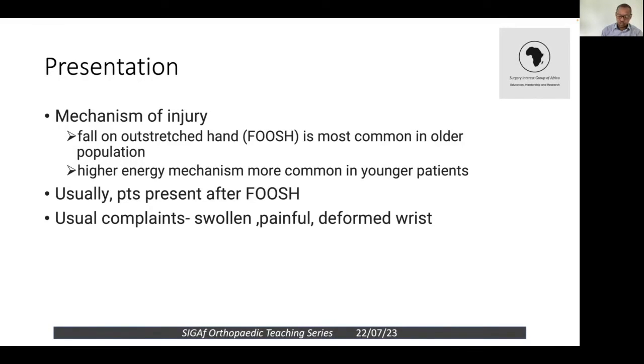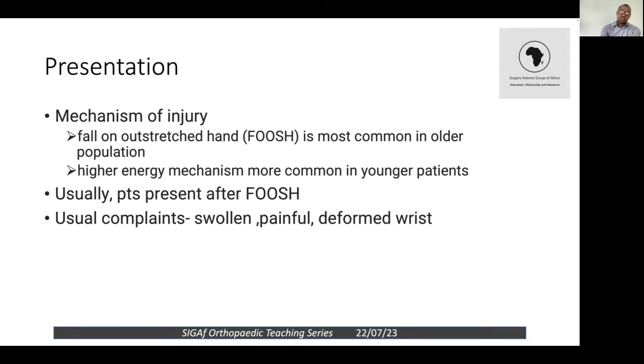So patients usually present, mainly we see elderly patients in our population who've had a simple fall. They've either tripped and fallen on their outstretched hand, and then they come in with a typical, what we call the dinner fork or Colles fracture, which means the hand seems more to the back and the rest of the arm seems slightly to the front. So almost like a picture like that.